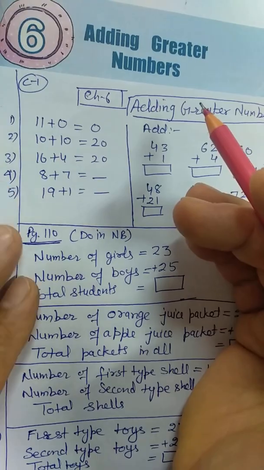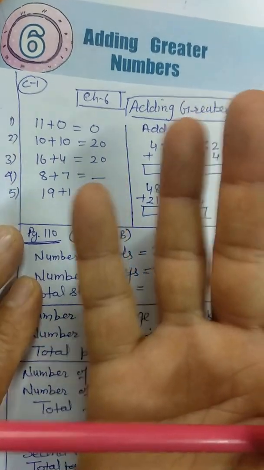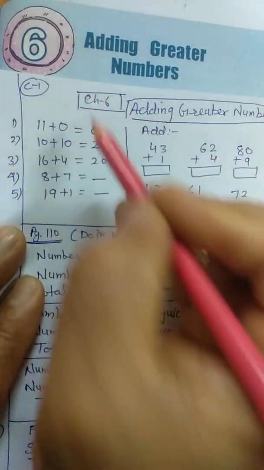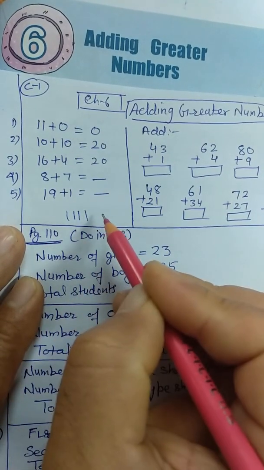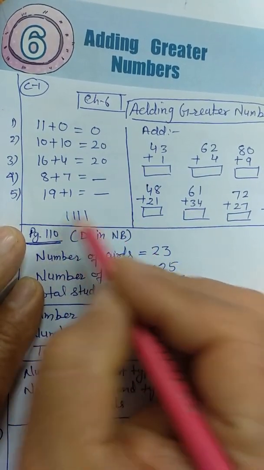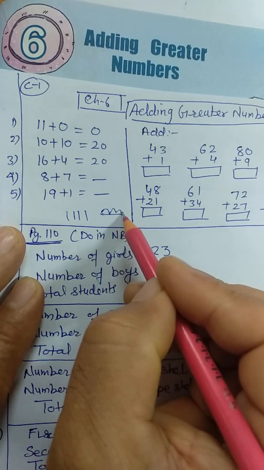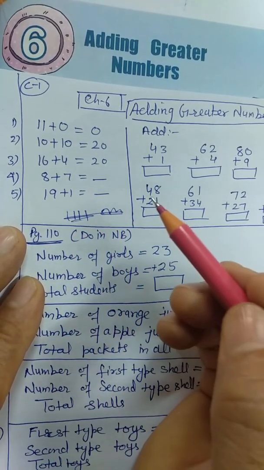For addition, I told you you can use the fingers to add. You can use the fingers or you can draw the lines like this, then add by the lines, or you can add on the number line. I told you already these methods.